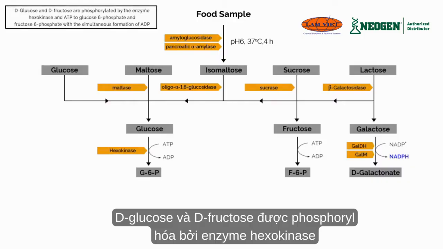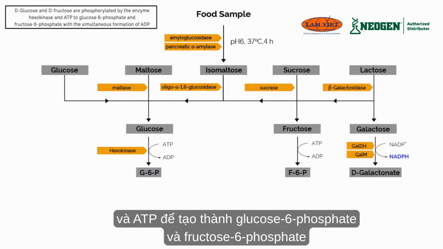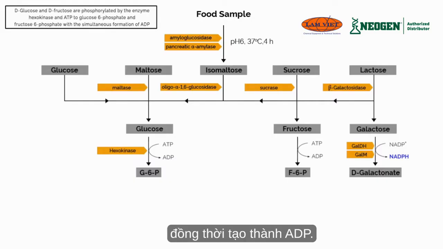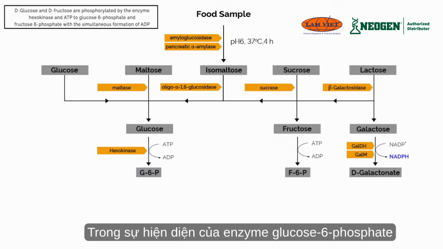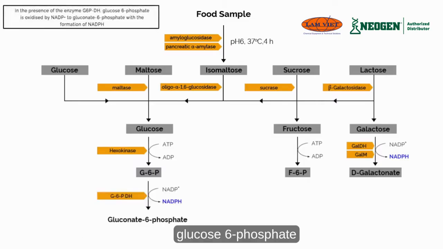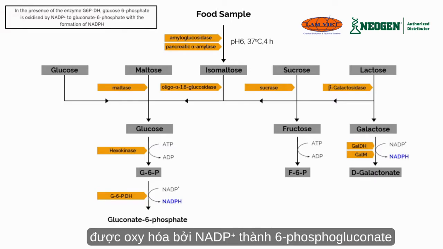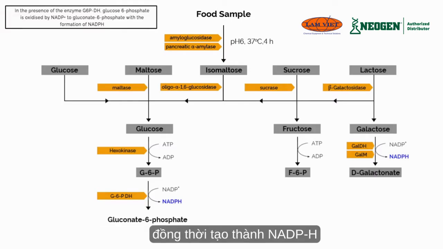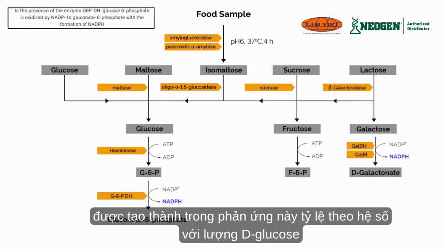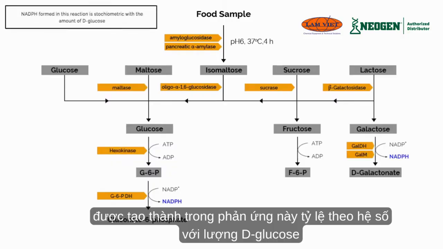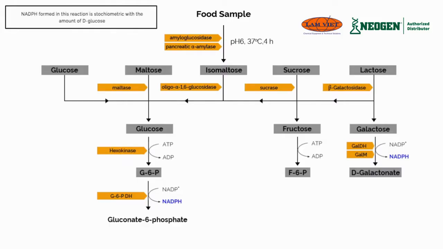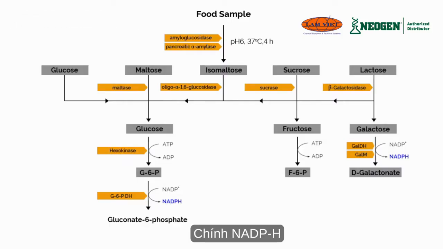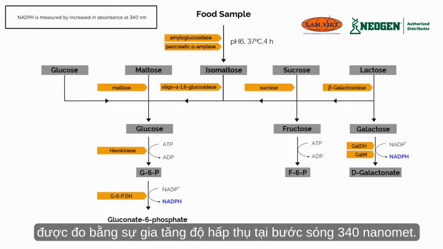D-glucose and D-fructose are phosphorylated by the enzyme hexokinase and ATP to glucose 6-phosphate and fructose 6-phosphate with the simultaneous formation of ADP. In the presence of the enzyme glucose 6-phosphate dehydrogenase, glucose 6-phosphate is oxidized by NADP+ to gluconate 6-phosphate with the formation of NADPH. The amount of NADPH formed in this reaction is stoichiometric with the amount of D-glucose. It is the NADPH which is measured by the increase in absorbance at 340 nanometers.